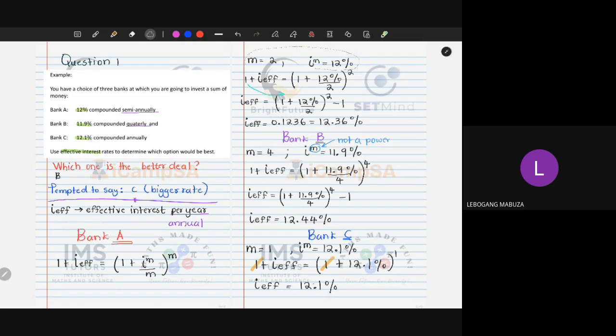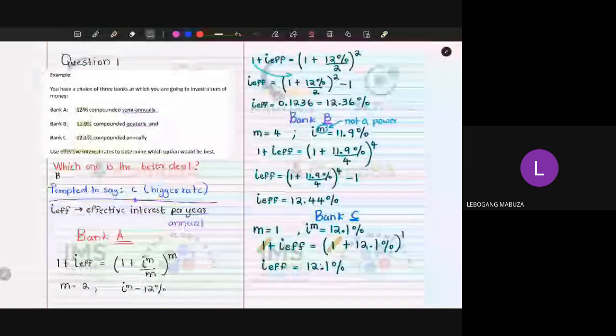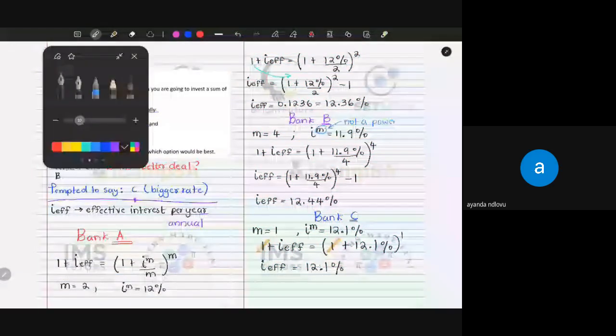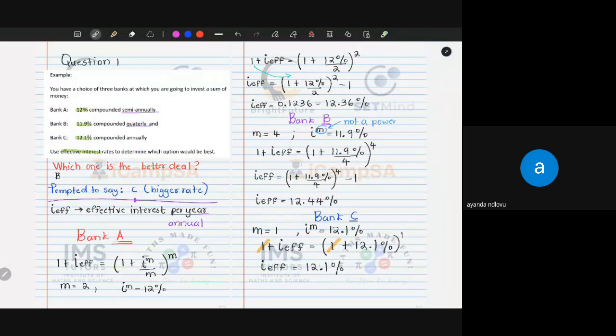Anyone looking at this, which one is the better deal here? I see a hand from, I think, Ayanda. So I think it's both Bank A and Bank B, because for Bank A, when you round up 12.36, it's going to turn to 12.4. But then for Bank B, if you round it down, it's 12.4 as well.